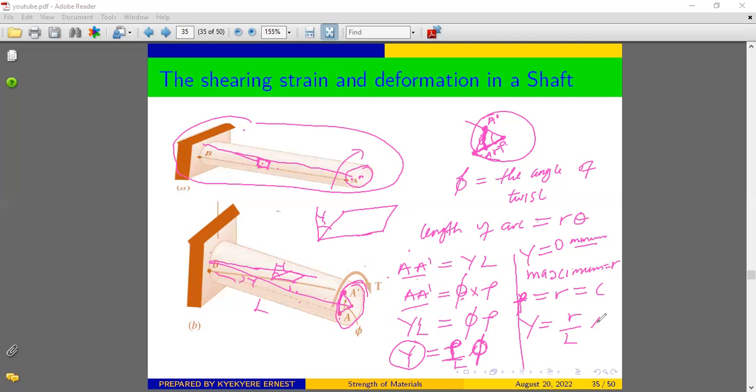So with this, if we decide to make phi the subject from here, so this is gamma maximum, the maximum shear strain. Since they are equal, from here we are going to get the angle of twist is equal to gamma maximum times the length over R, and from here we are going to get the angle of twist.